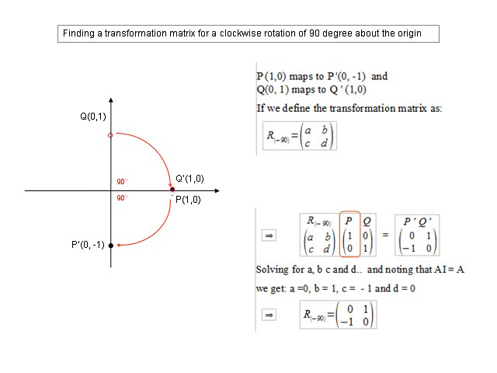So notice carefully that P, (1, 0), written like this, is going to map to P prime under the transformation, and similarly Q, (0, 1), is going to be mapped onto Q prime, (1, 0). So ABCD is simply the matrix of transformation that is responsible for that mapping. So we simply solve this matrix equation for ABCD, and you will note that the transformation matrix turns out to be [0, 1; -1, 0].